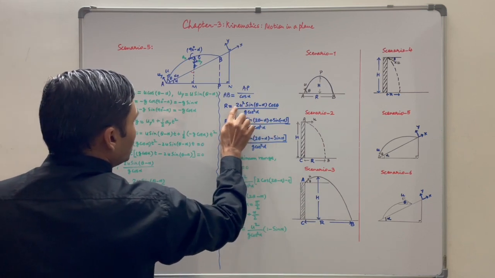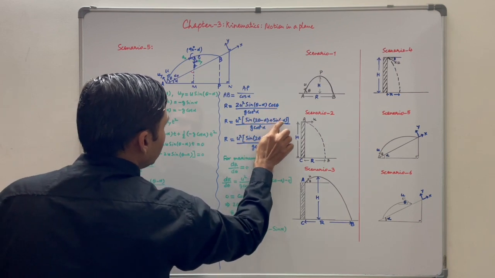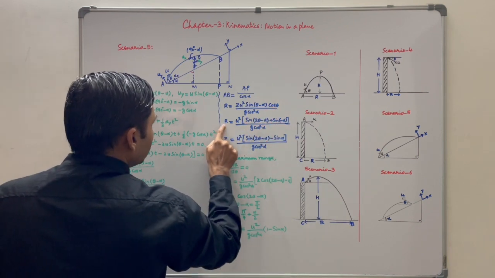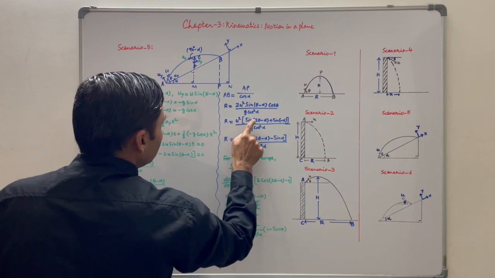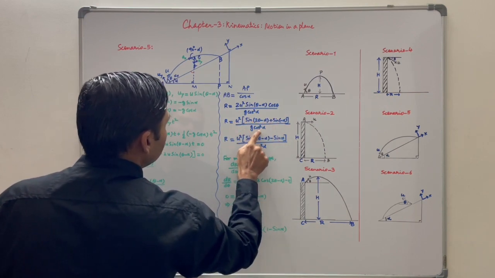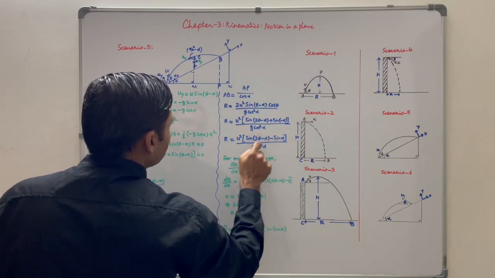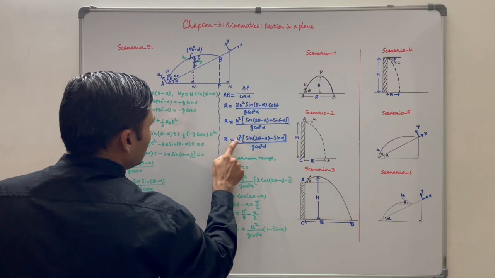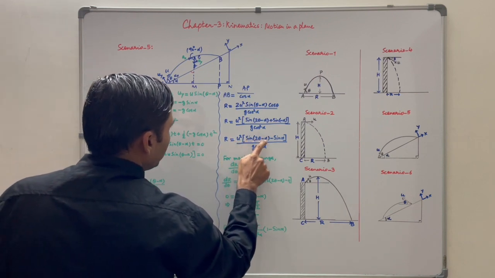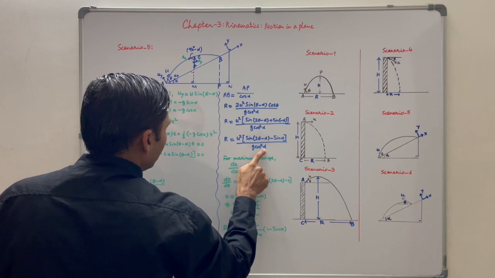Now we know that 2 sin A cos B is equal to sin (A plus B) plus sin (A minus B). So R is equal to u square [sin (2 theta minus alpha) plus sin (minus alpha)] upon g cos square alpha. sin (minus alpha) is equal to minus sin alpha. So R is equal to u square [sin (2 theta minus alpha) minus sin alpha] upon g cos square alpha.